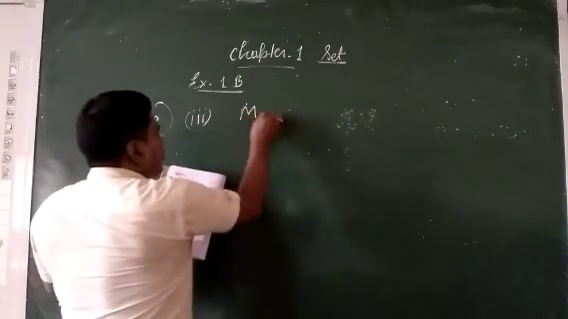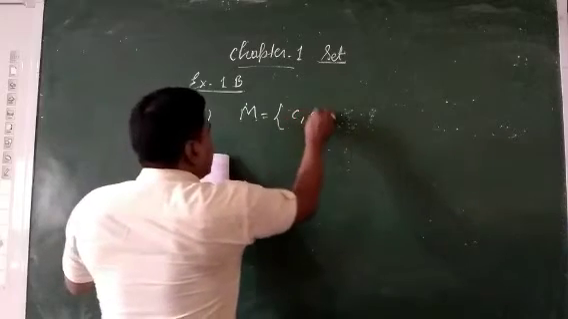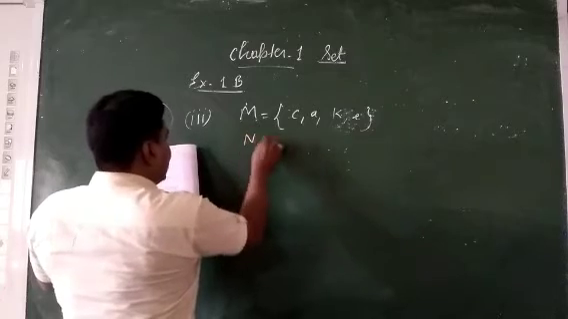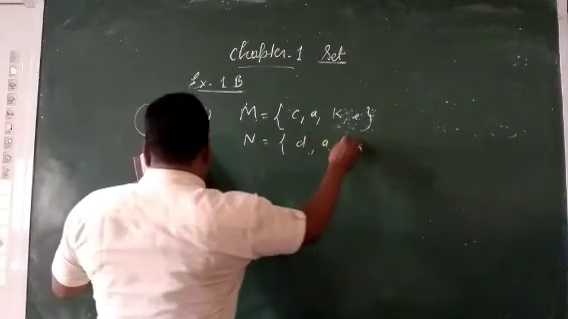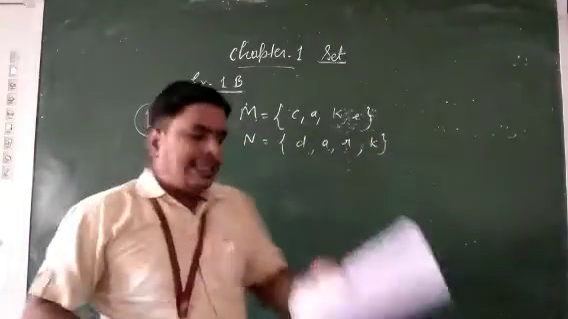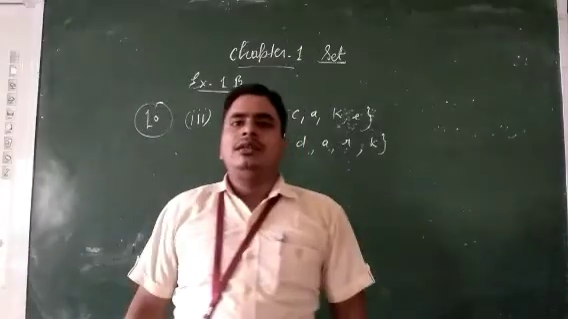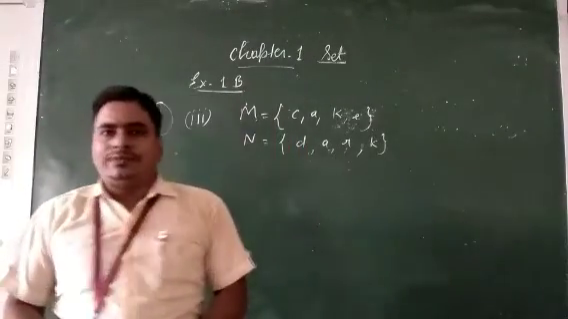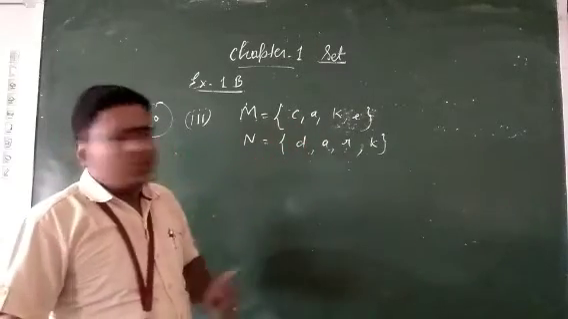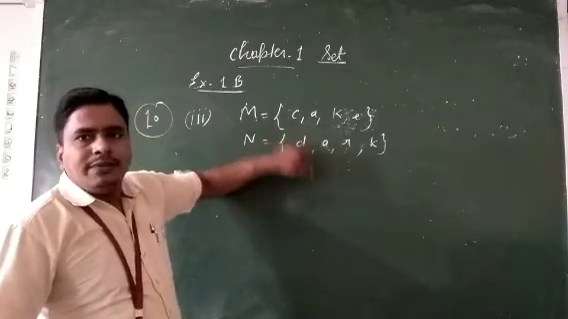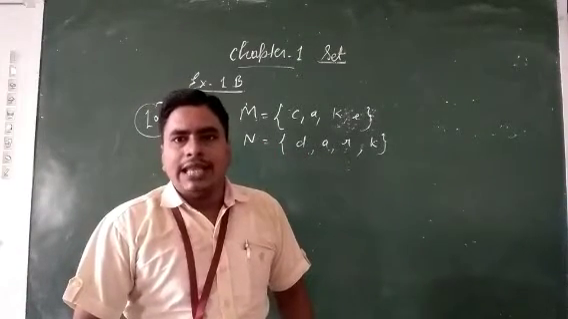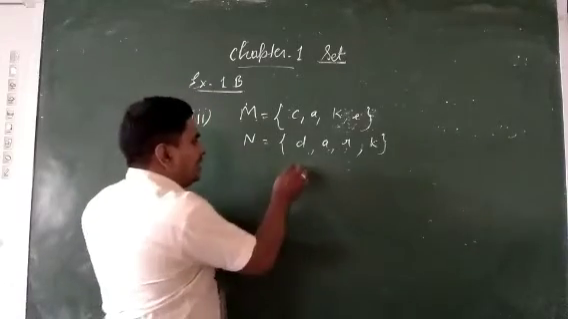A set M is equal to given C A E, and a set N is given B A R K. Represent them by the Venn diagram. Clear? See here, in both set only one element is common, A. It means both are overlapping set. So we can represent them by Venn diagram.